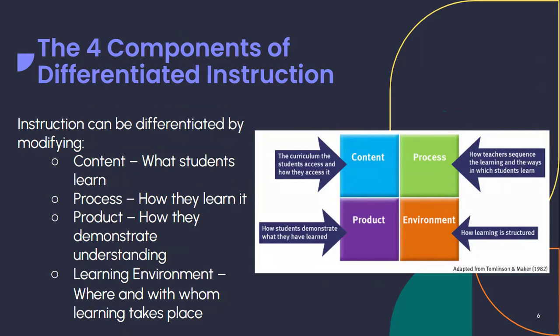These are the levers teachers can pull to adjust instruction. Differentiation doesn't have to be massive. Small shifts through the four components of differentiated instruction, through one or more of these areas, can yield significant benefits. So instruction can be differentiated by modifying content, what students are learning; the process, how they learn it; product, how they demonstrate understanding; and then the learning environment, where and with whom learning takes place.